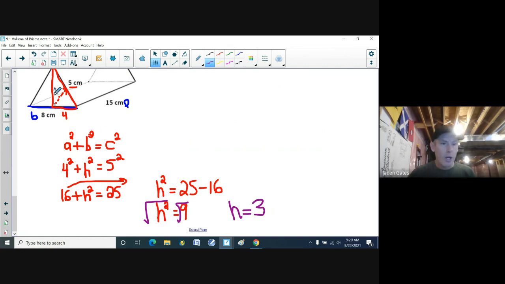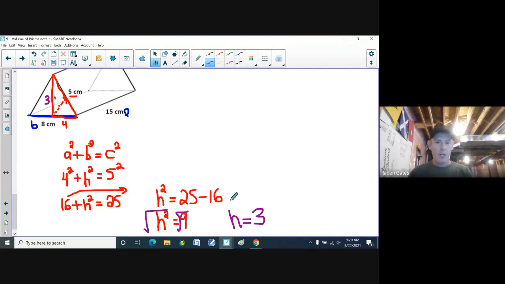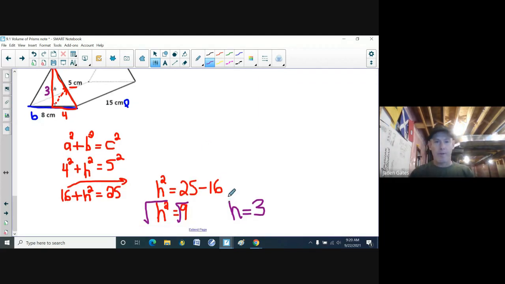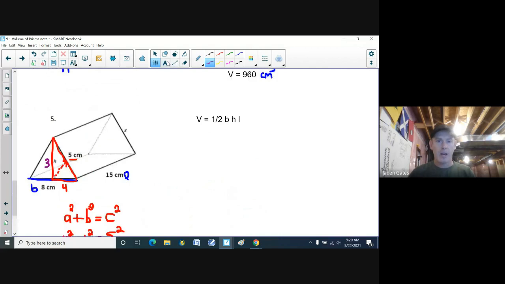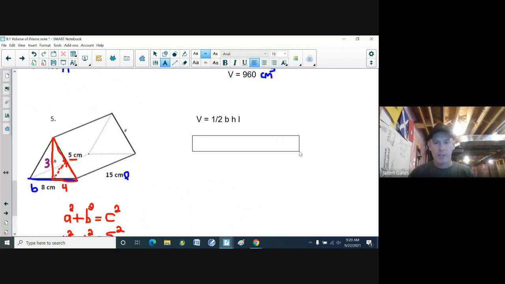All right, so I'm going to label my diagram here. I found it. It's a 3 is my height. All right, so now I have my base, I have my height, and I have my length. So I'm ready to substitute into my formula here. So I come back up to my original formula. All right, and again, that's why I labeled my diagram, because it kind of sidetracked a little bit. So now I can look at my diagram, get everything in there.